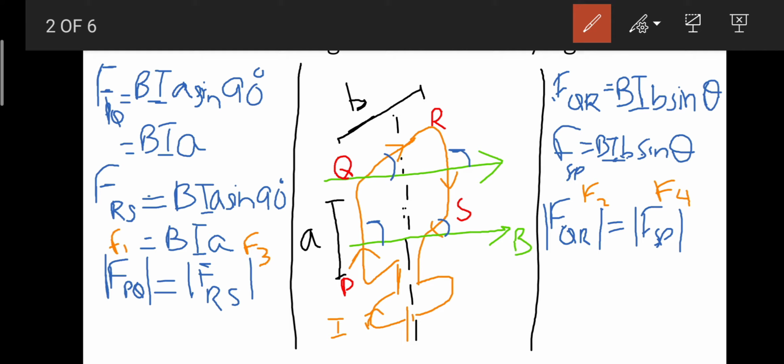Now what happens to their direction? Are the directions the same or different to each other? To consider that factor, what are we going to see?